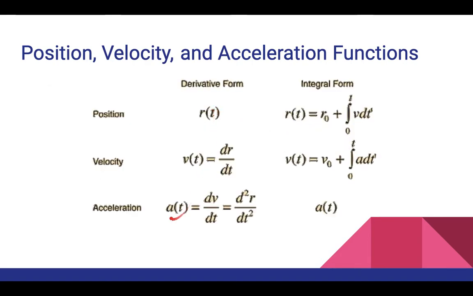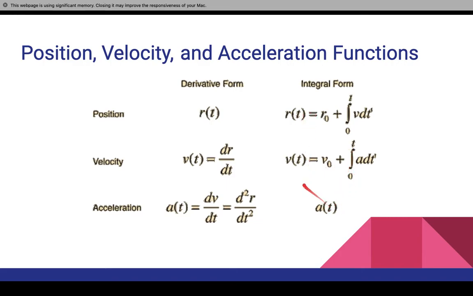Again, velocity is the derivative of position, whereas acceleration is the derivative of velocity or the second derivative of position. Again, we apply separation of variables to find v of t, and we apply separation of variables to find r of t, provided a of t to find v of t, or provide v of t to find r of t. And it works in that order going in reverse.